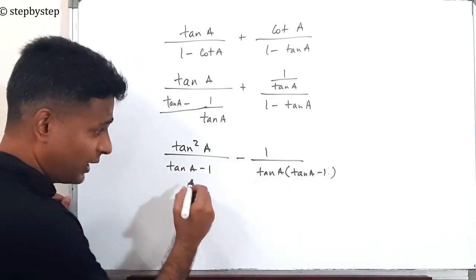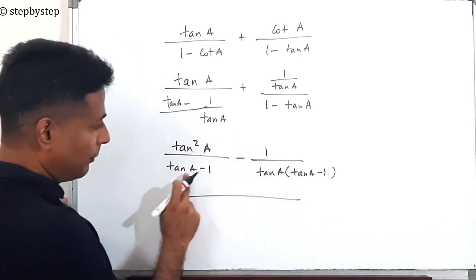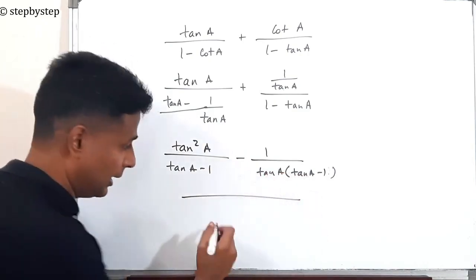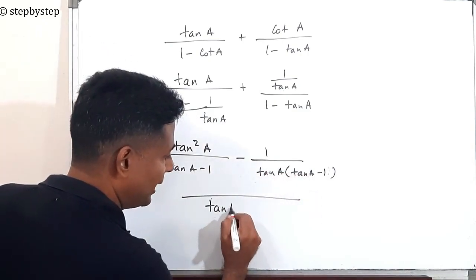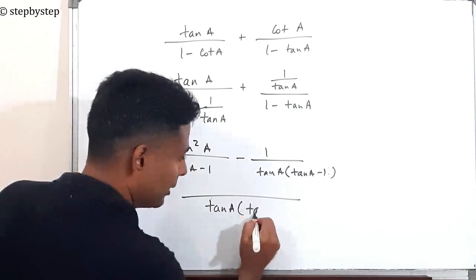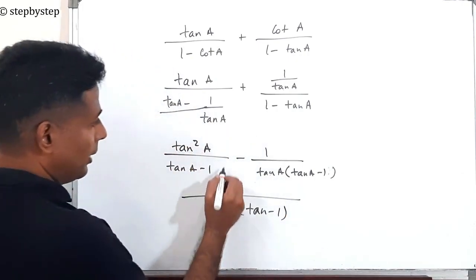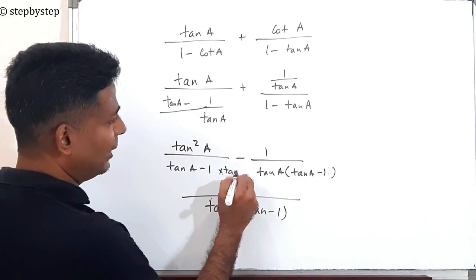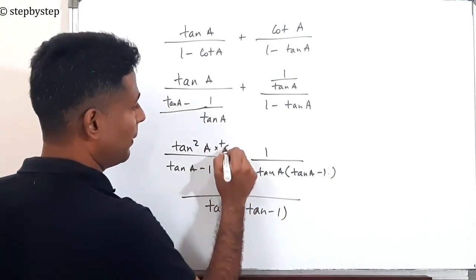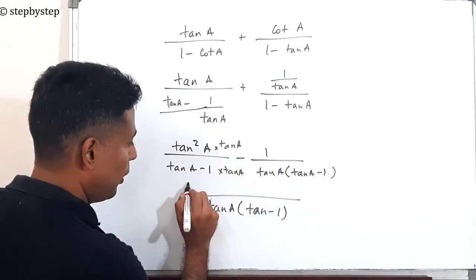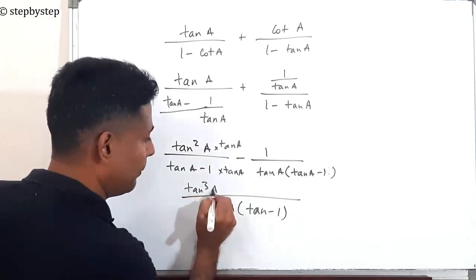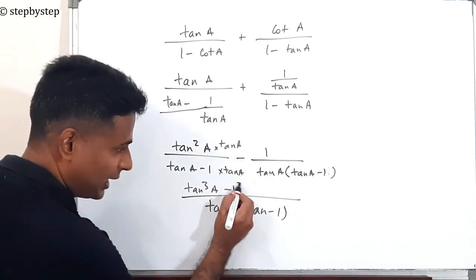Now what is the LCM of these two? There is tan A minus 1 here. Extra thing is tan A. So the entire LCM will be tan A into tan A minus 1. So here we have to multiply by tan A, and here too we have to multiply by tan A. So tan cube A minus 1. But 1 can be written as 1 cube.